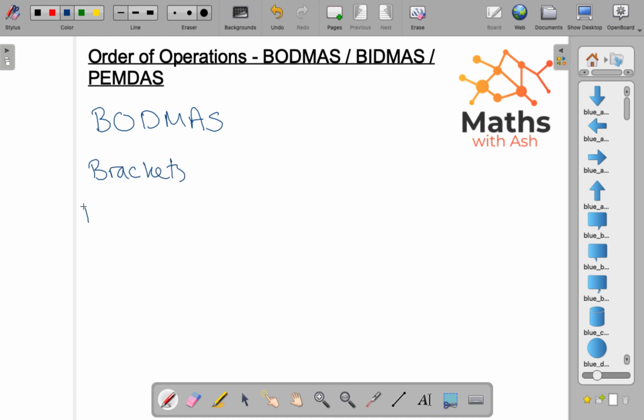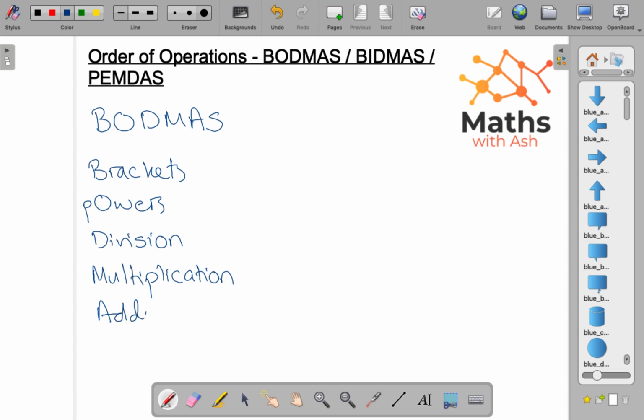The O is kind of a weird one because it's actually the O in powers. It doesn't really make sense, but we'll go with it. D is division. M is multiplication. And A is addition. And S is subtraction. Okay, so BIDMAS is the same, except powers is called indices.